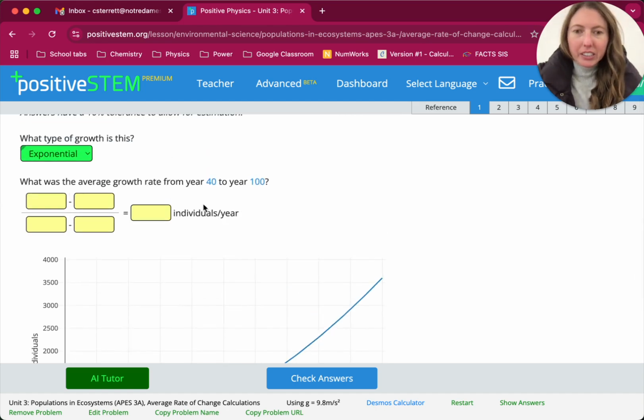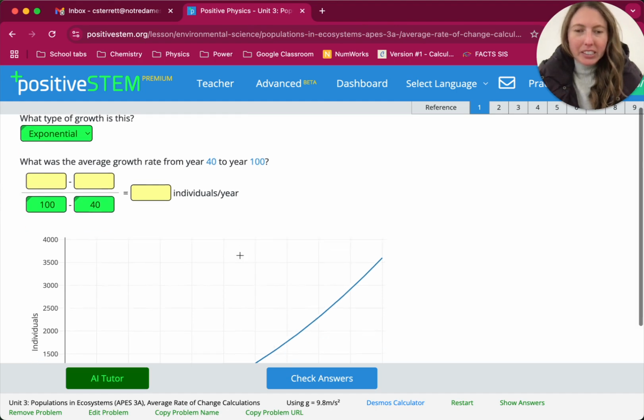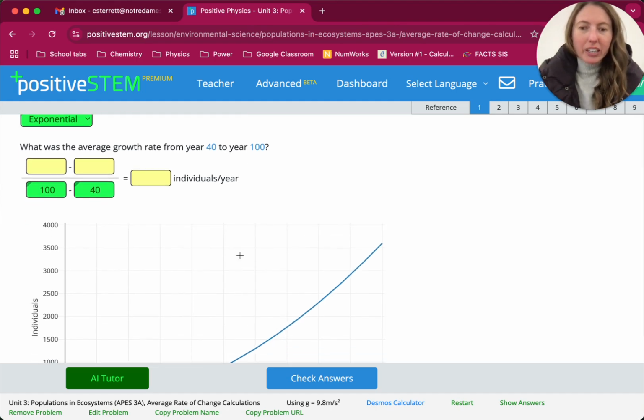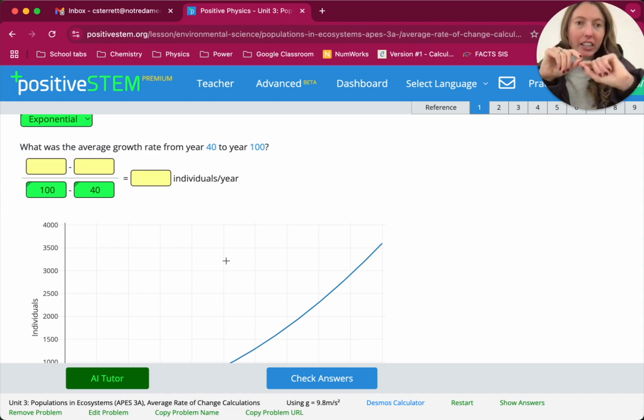Next, we're going to use the years that you're asked about to determine the bottom of the formula. We have a final year minus the original year to find the average growth rate. So growth rate from year 40 to year 100. We're going to put the final first and then the original number second. And that will give us the denominator of the formula. And you might notice that this formula looks familiar. This is actually how we calculate slope between 2 points. So even though this is not a straight line, it's an exponential growth curve, we can still find the average rate of change as if it's a line between 2 points.